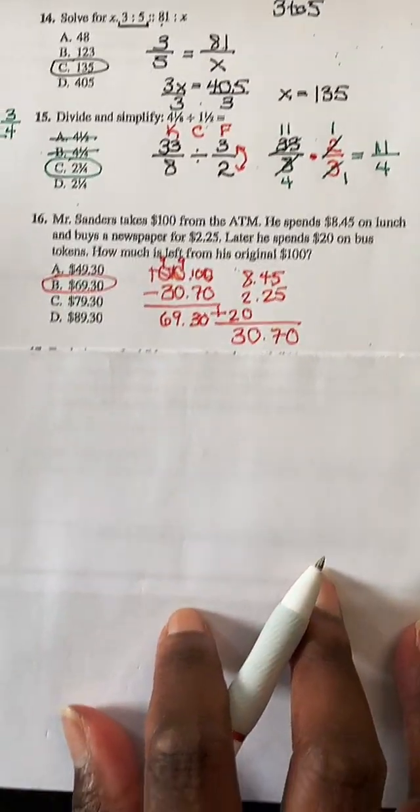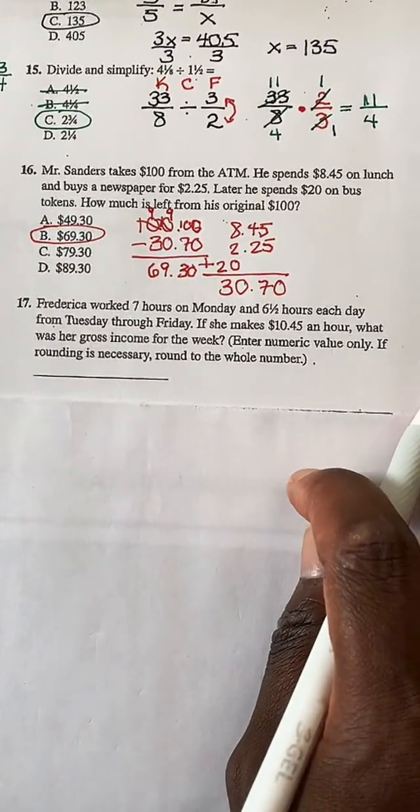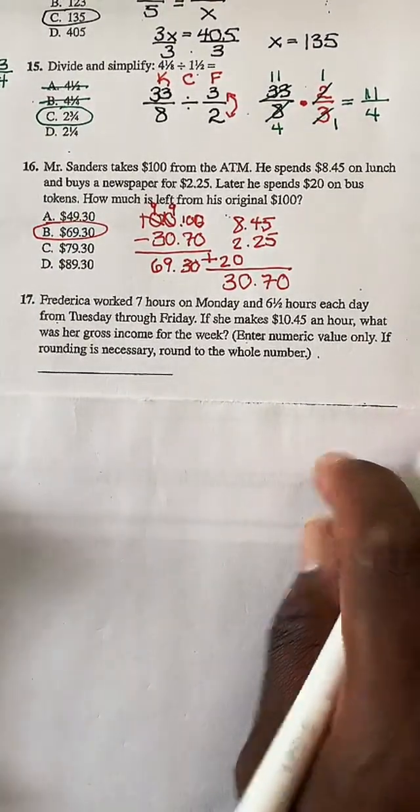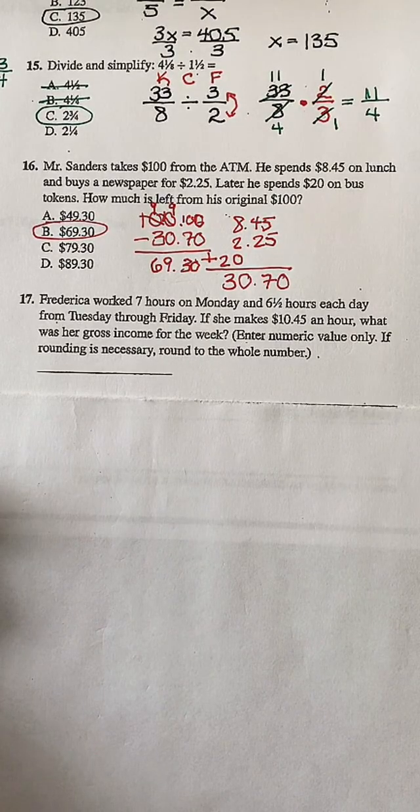All right, and the last one for today. Okay, so Frederica, we're at 7 hours on Monday, 6.5 hours each day from Tuesday through Friday. If she makes $10.45 an hour, what was her gross income for the week? Okay, so they want us to round, if necessary, round to the whole number.